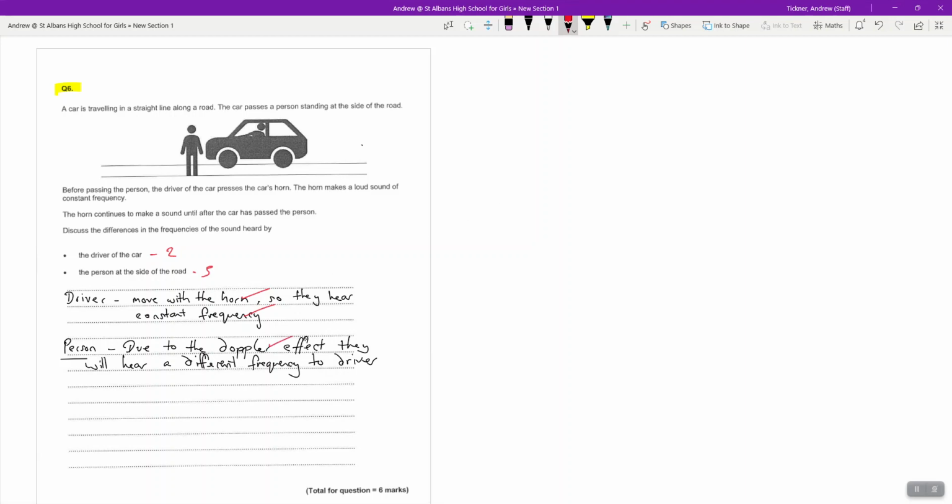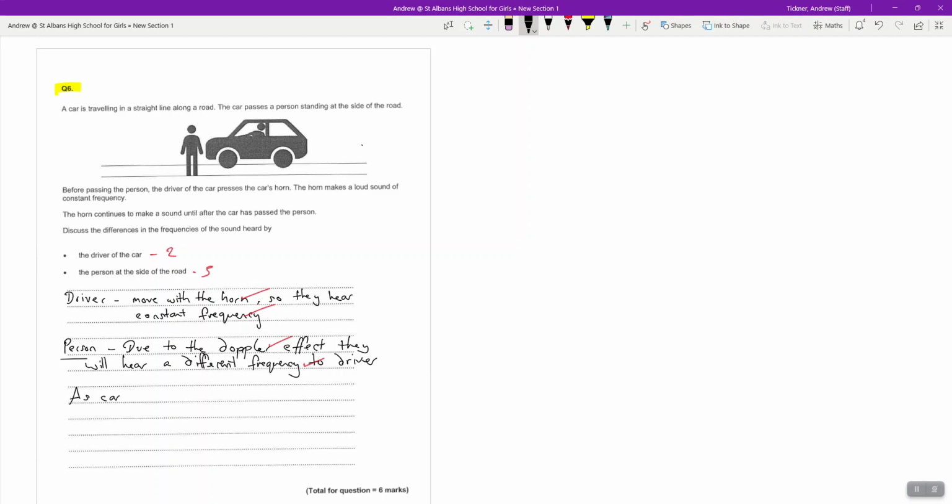One is for recognizing the Doppler effect, and the other is for saying they are going to hear a different frequency to the driver. The key thing is you are comparing what they hear and the driver. Their frequency they're going to hear is actually going to shift as well as they listen to it. But this person and this person do hear a different frequency. So you have to compare to the driver itself. Okay, so that's two possible marking points.